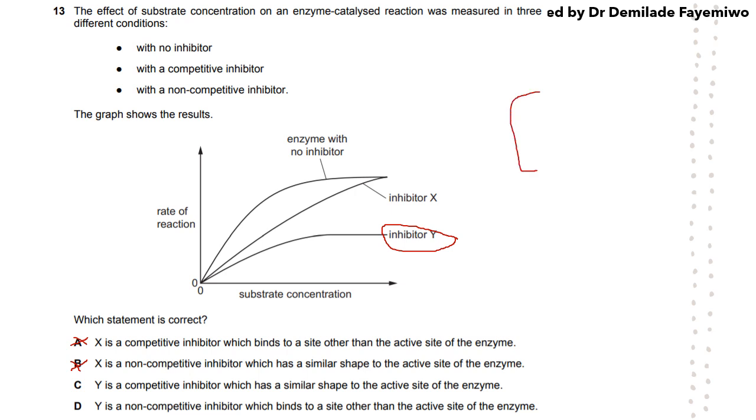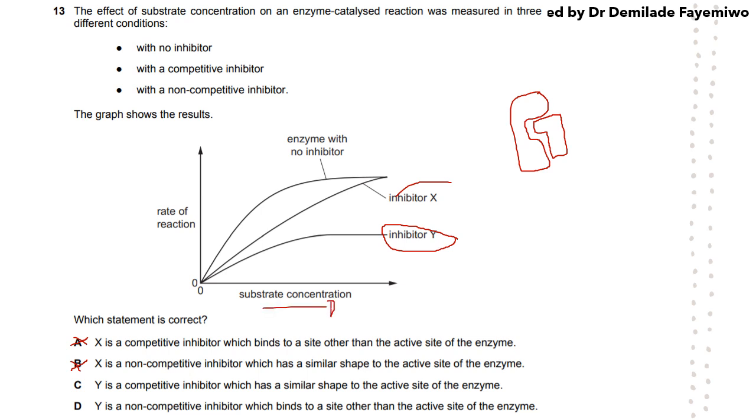Competitive inhibitors typically can bind to the active site of the enzyme. Let's assume this is the active site. But if you increase the substrate concentration, the enzyme would still be able to carry on the reaction. So the reaction would be a lot slower. So inhibitor X would be a competitive inhibitor. The reaction would be a lot slower, but it would still happen as substrate concentration increases.